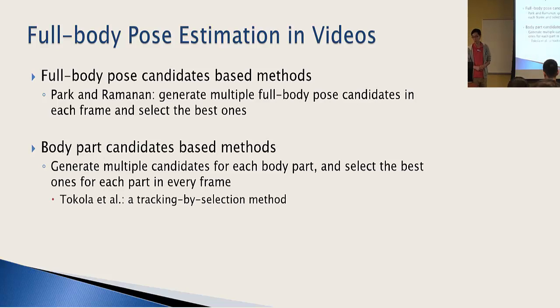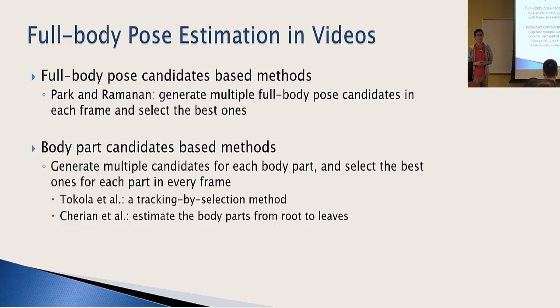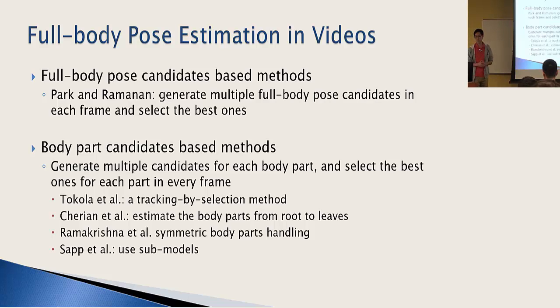Actually, there are a lot of papers in this category. For example, Tokola has proposed a tracking by selection method, and Charan has proposed a method which estimates the body parts from the root to the leaves, which means from the head to the hands and the feet. Ramakrishna has proposed a method to take advantage of the symmetric body part information to further improve the results. And SAP's method uses submodels to improve the efficiency of the algorithm.